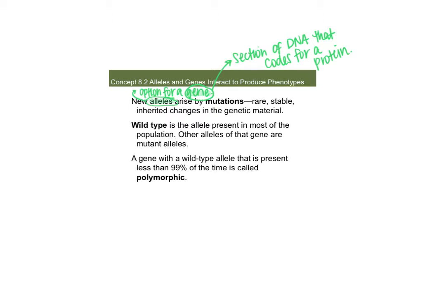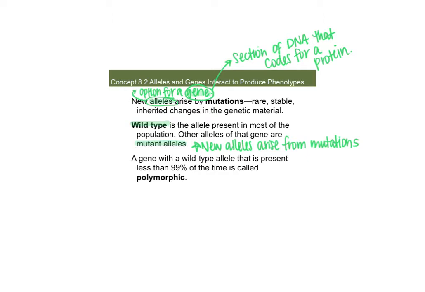Now, when we're talking about these alleles, we refer to them in two different ways. So we can call them the wild type allele. This is the allele that's present in most of the population. The other alleles of that gene, so the other options for that gene, are mutant alleles. Okay? Other alleles or other options for genes arise through random mutations.